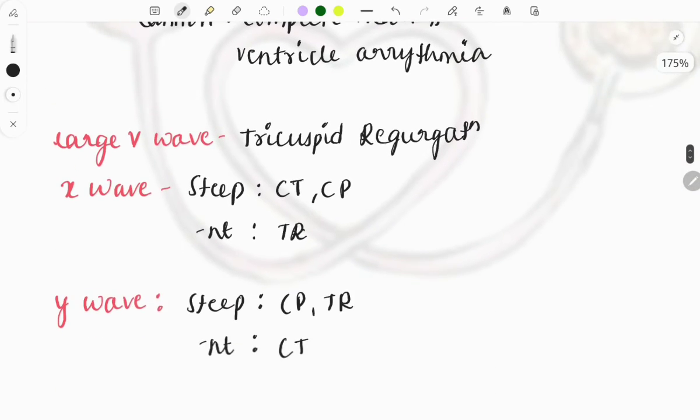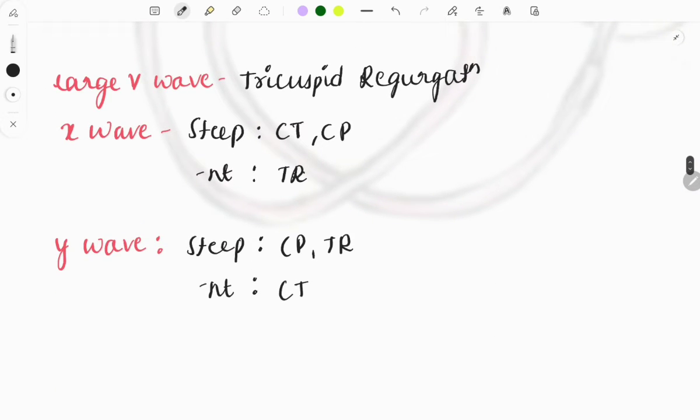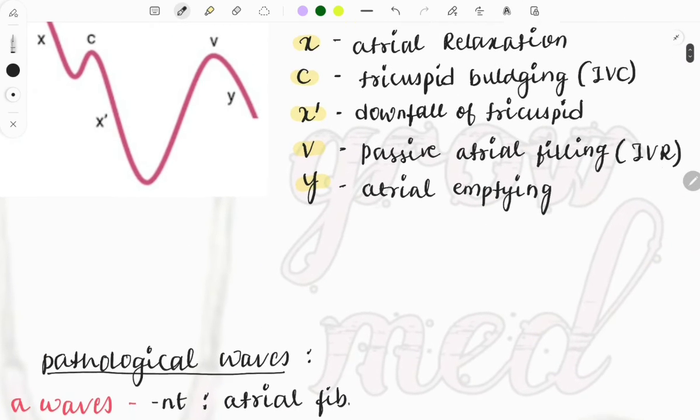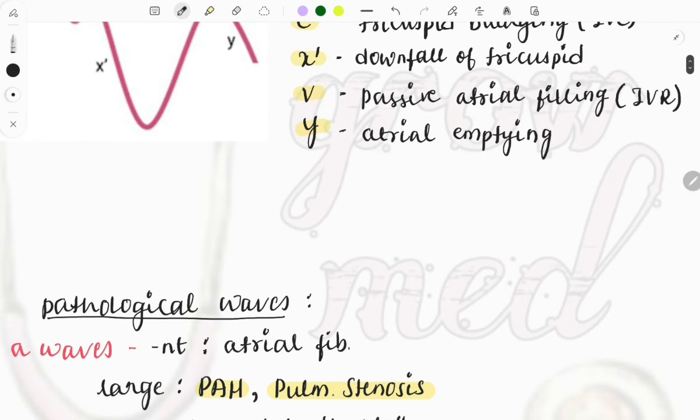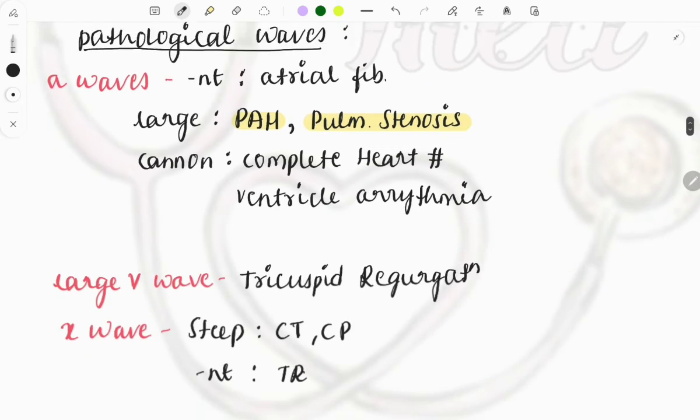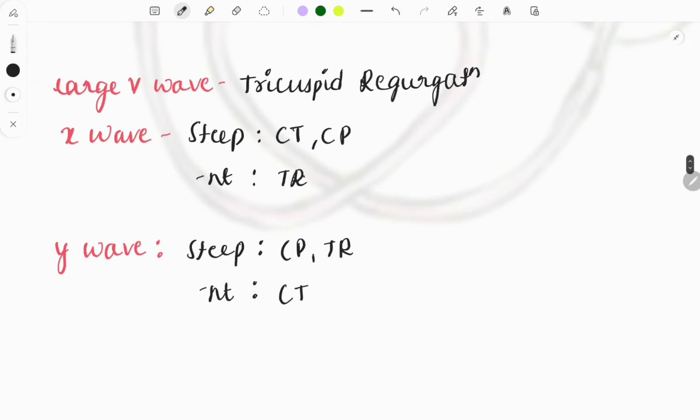Okay, remember these things. Then the V wave. A large V wave is seen in tricuspid regurgitation. We know that V stands for passive atrial filling. In tricuspid regurgitation, there is backflow of blood through the tricuspid valve, so it will be closing late. That is why we can see this large V wave.